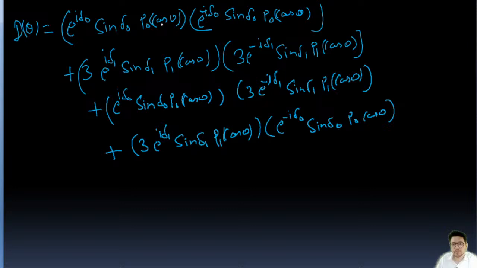So what we have done: in the first term we put L1 equal to 0 and L2 equal to 0. In the second, L1 equal to 1 and L2 equal to 1. In the third, L1 equal to 0 and L2 equal to 1. In the fourth, L1 equal to 1 and L2 equal to 0.